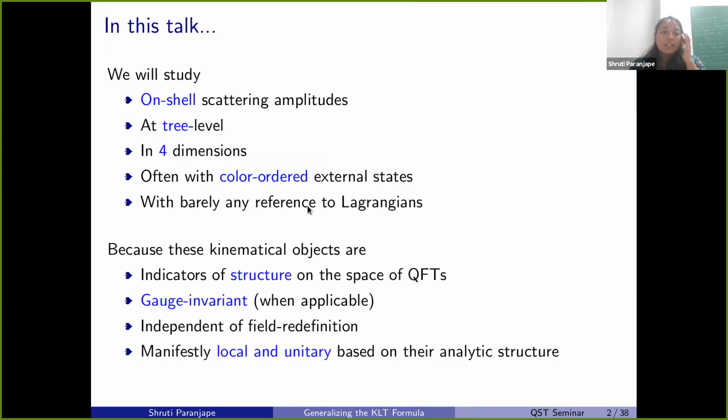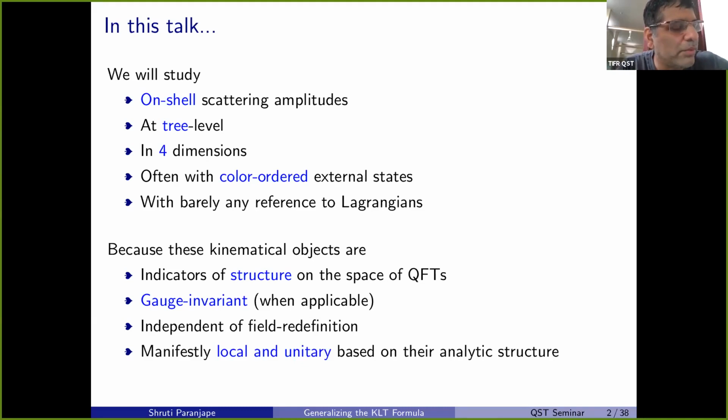The reason is because scattering amplitudes can tell us a lot about the structure and the space of quantum field theories. Partial amplitudes, when I talk about them, are nice gauge invariant objects, which are also only kinematical because you've removed any color information. And also on-shell stuff is typically free of ambiguities like field redefinitions, which plague Lagrangian discussions. And finally, tree-level scattering amplitudes, it's very easy to tell whether or not they come from a local unitary theory just based on their pole structure and the residues on those poles.